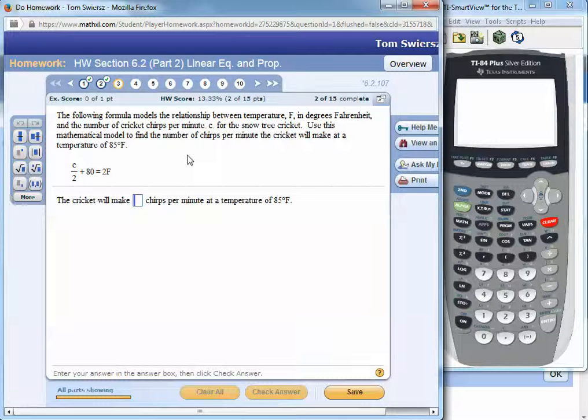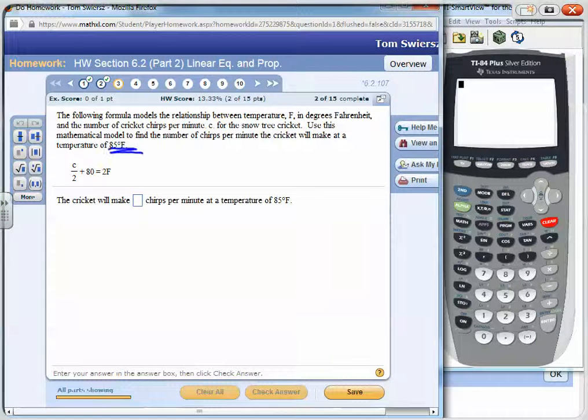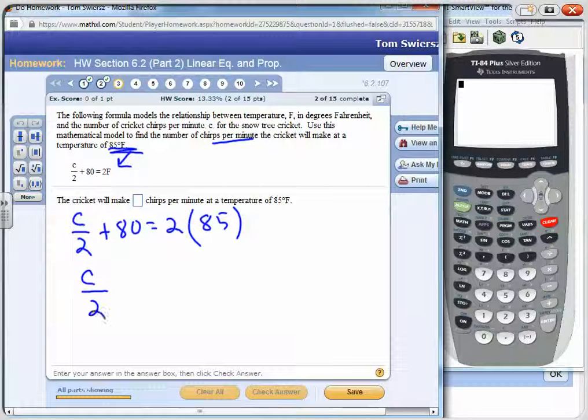So notice the temperature is 85, so we're putting in 85 for F, and we're solving for C, the number of chirps per minute, right? So C over 2 plus 80 equals 2 times the Fahrenheit, and we're given the Fahrenheit is 85. So C over 2 plus 80 equals 2 times 85, which we know is 170.